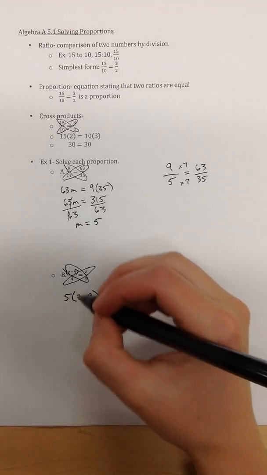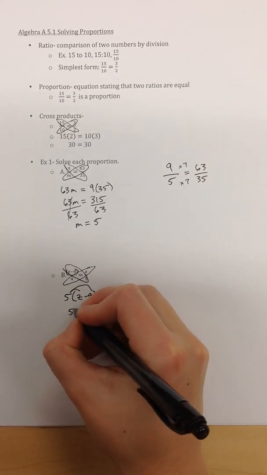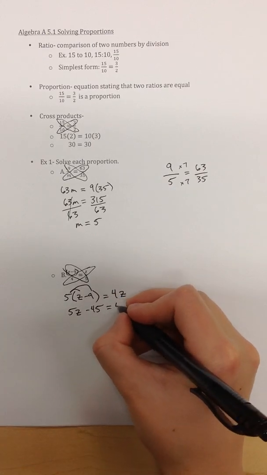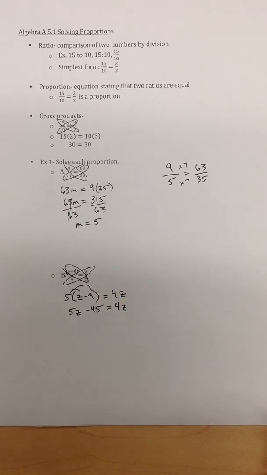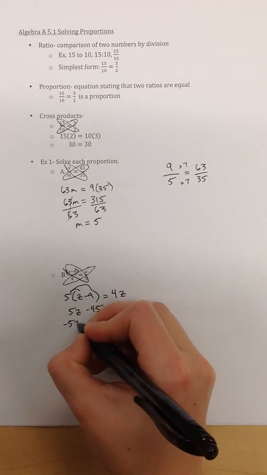Again, now this is just like an equation. So we've got the distributive property: we take the 5 to the z and the 5 to the minus 9, so that would be 5z minus 45 is equal to 4z. Then we would want to get the z's on the same side, so we would subtract 5z from each side.